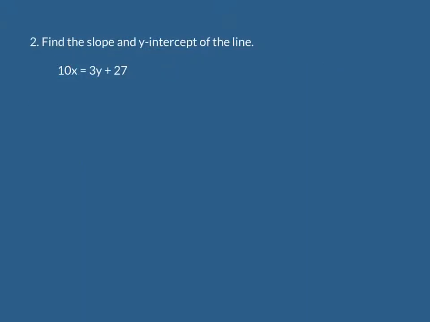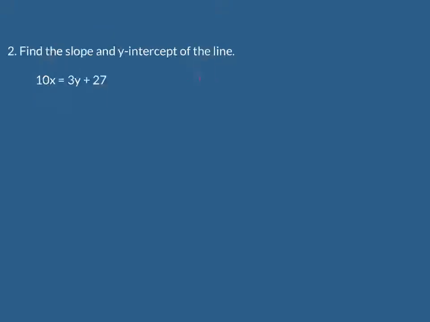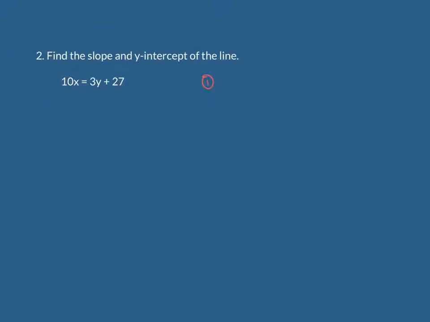For the second example, find the slope and y-intercept of the line. Same thing that we're looking for, only in this example we don't have the y or the f of x by itself. So I want to start off reiterating what I said just a minute ago, which is to get the y or f of x by itself. On the last problem, we didn't have to do anything there, but here we do have to do a little bit of maneuvering in order to get the y by itself.